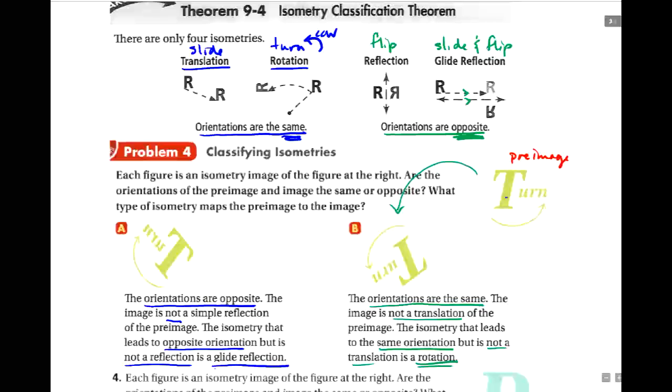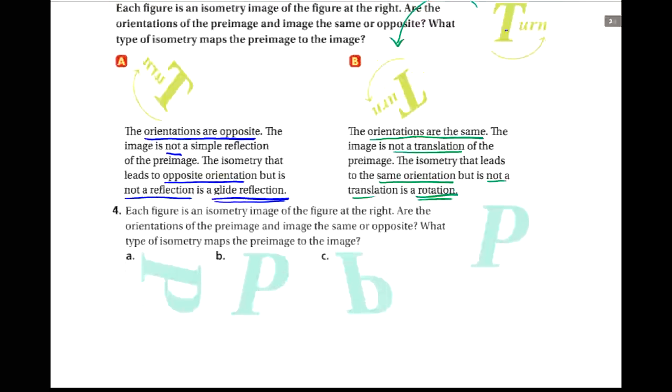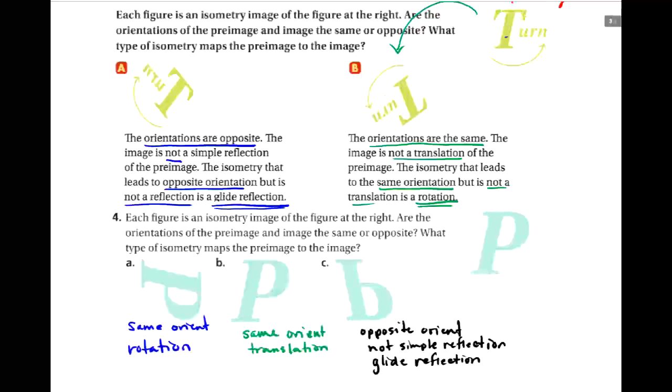So that's how you figure these out. There's only 4 choices, and they're in 2 categories. You either have the same orientation and opposite orientation, and from there it's pretty easy to figure it out. So go ahead and try to do this last problem at the bottom. Pause your video, and I'll see you soon.